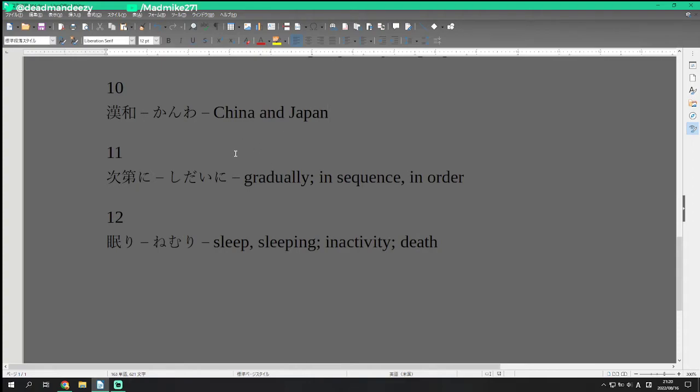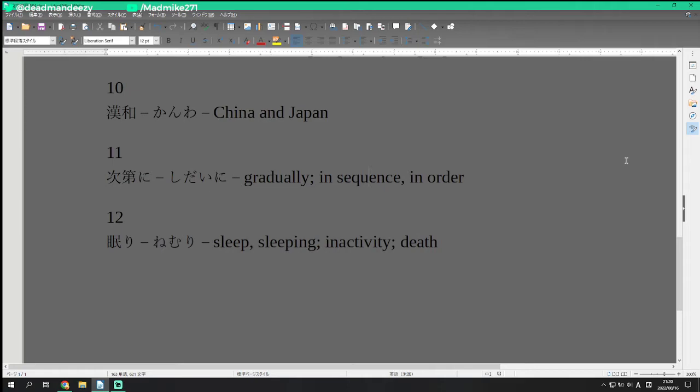Number 11 is shidai ni. Shidai on its own means dependent on something, and shidai ni is our adverb or adjective for gradually, in sequence, or in order. This makes sense because if you think about it, if you're doing something in sequence, each step in that sequence is dependent on the step before it. So shidai ni means kind of dependently, or going in a sequence of steps that depend on each other.